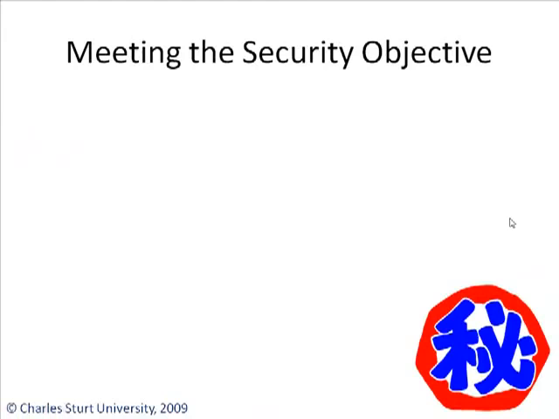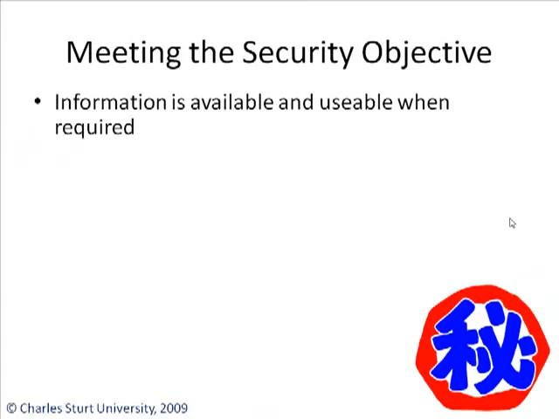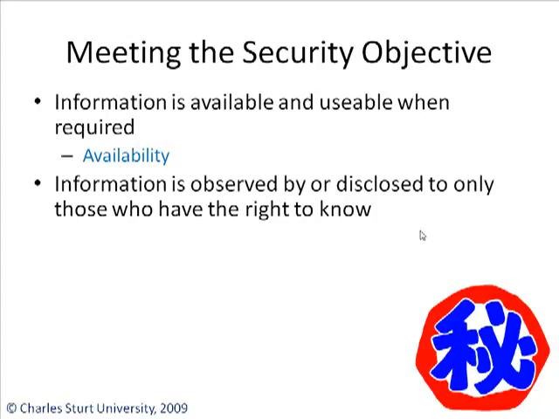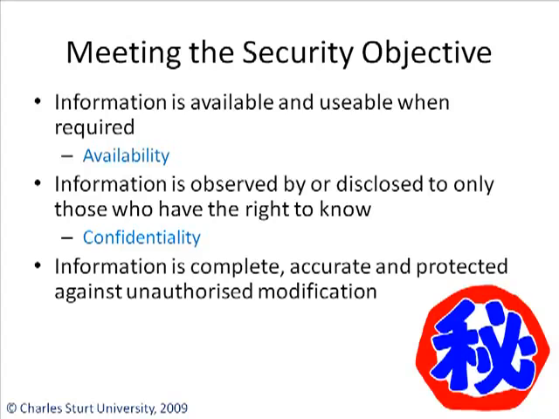So, how are we going to meet the security objective? Well, first of all, information needs to be available and usable when required. So information becomes available at the right time, at the right place to the right users. We're talking about availability of information here. Also, information is observed by or disclosed to only those who have the right to know. We don't want to disclose information to unauthorized people. Now we're talking about confidentiality of information.